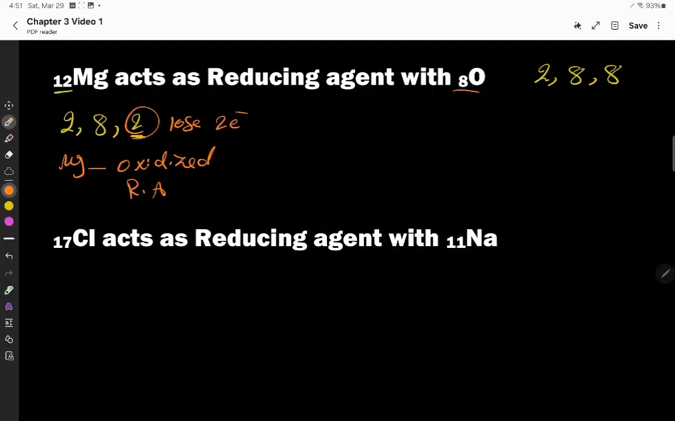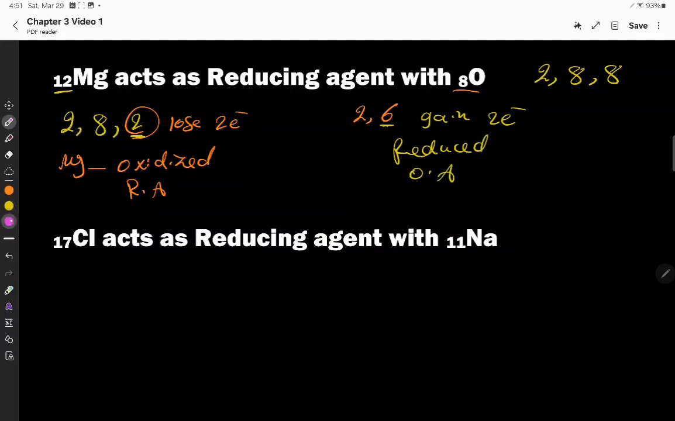Now oxygen will be, let's see here, oxygen 8, 2 6. If we just make its electron configuration 2, 6, which is easier for it? To lose 6 electrons and become 6 positive, or gain 2 electrons and become 2 negative? No, it is easier to gain 2 electrons. It will be reduced. It will be oxidizing agent.